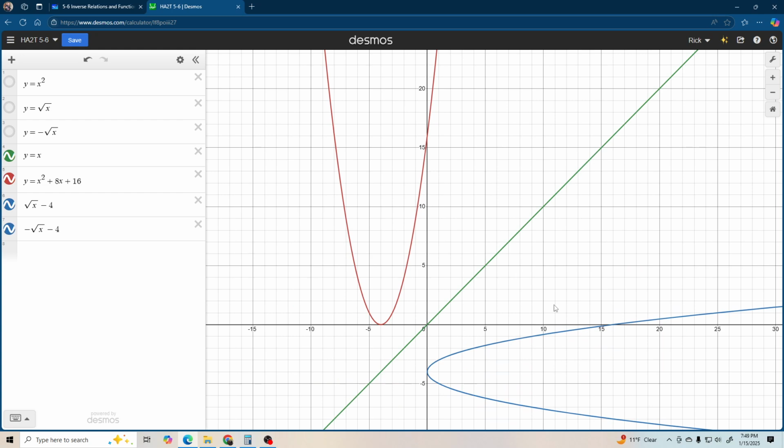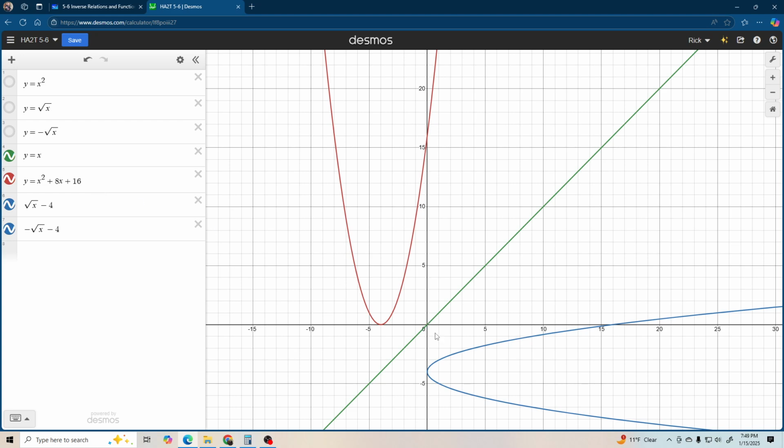All right, cool. So we have y equals x squared plus 8x plus 16, and then y equals the square root of x minus 4. Y equals the negative square root of x minus 4. And you'll notice that these do look like inverses, right? The way to turn it into an inverse would be to eliminate half of this. In other words, we could take the positive half in this case.